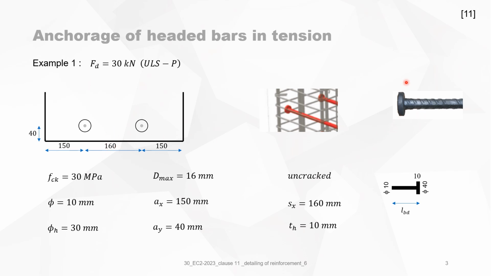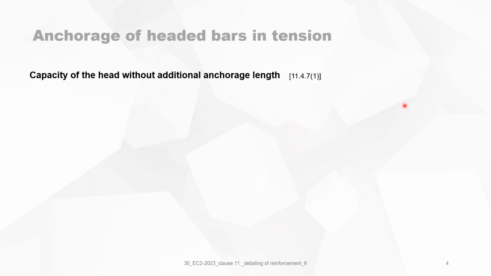So now we will calculate this headed bar of diameter 10. The concrete quality is 30 megapascal. The maximum granular size, the max is 16 millimeters. It's uncracked because we make the assumption that it is in the vicinity of the support with less tensile stresses in it. Diameter of the rebar is 10. Then we have seen AX and SX and TH already, and the other two values. Now we will calculate if this headed bar is okay.